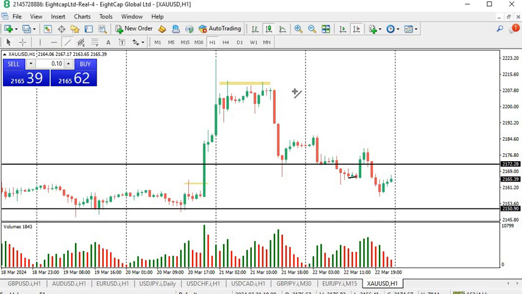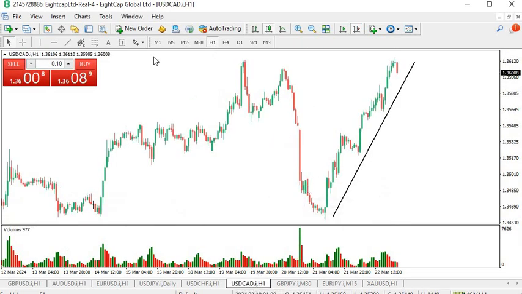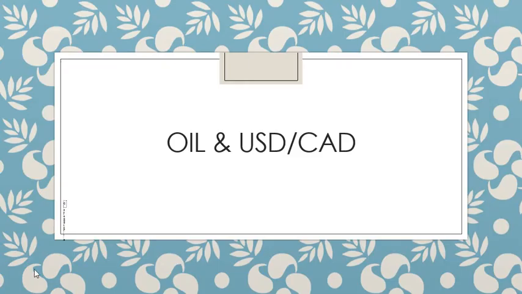it was the gold move from that high to this lower point, and currently it is moving downward. Now let me show you USD CAD. We can see it is the chart of the United States dollar and CAD pair, which is moving upward. So now you can see the correlation which is negative between gold and USD CAD.